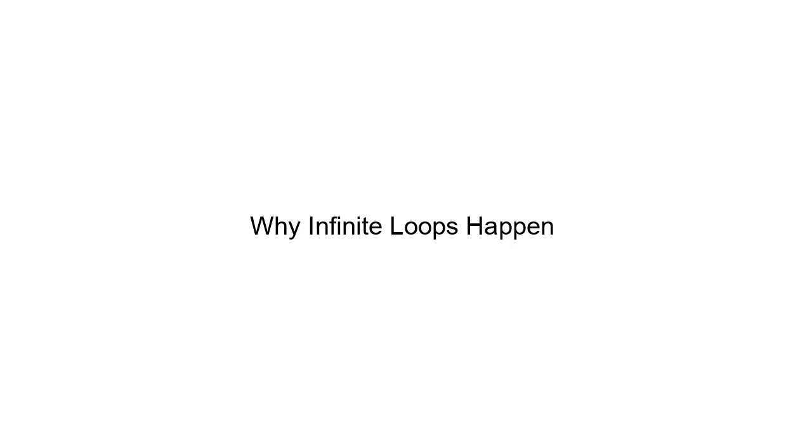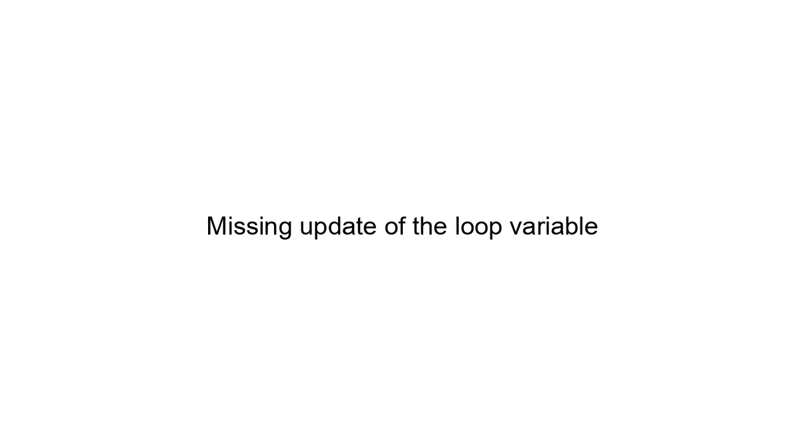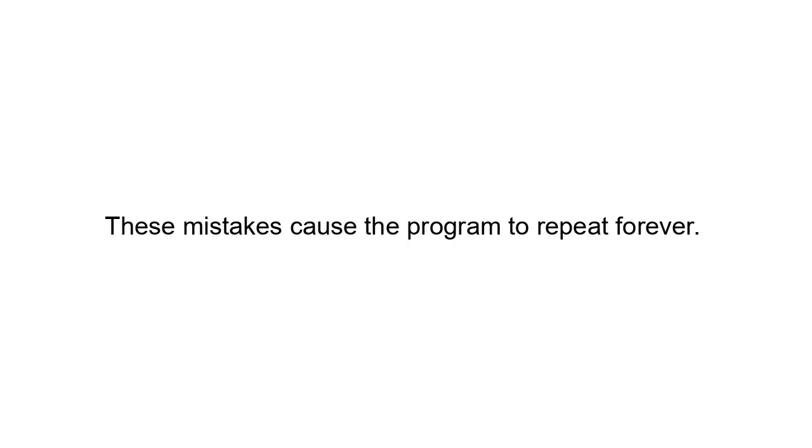Why infinite loops happen? Infinite loops usually occur because of programming mistakes such as a missing update of the loop variable, an incorrect loop condition, logical mistakes, forgetting a break condition, or using a condition that is always true. These mistakes cause the program to repeat forever.